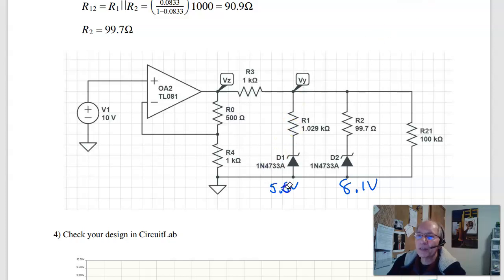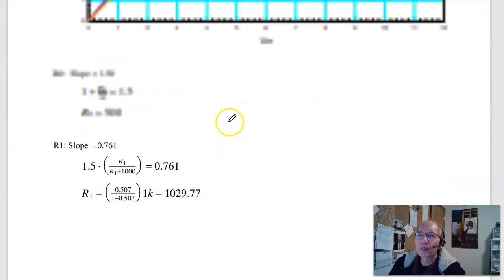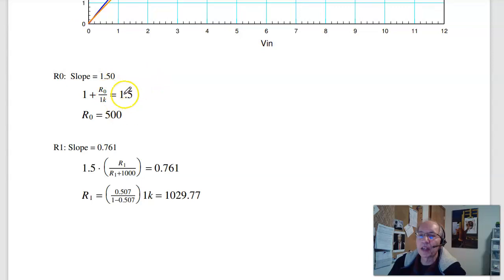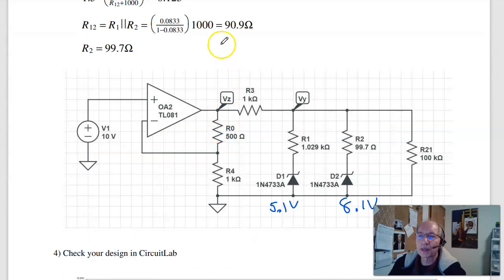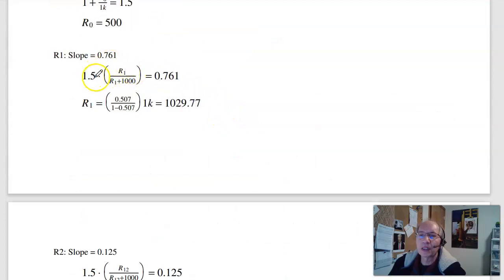What the first slope tells me is what R0 is. The initial slope here is 1.5. That tells me that R0 is 500 ohms. That's this guy right here. So the slope starts out at 1.5. The slope then drops off. That tells you R1. I've got a voltage divider times 1.5. So the voltage divider times 1.5 is the second slope, 0.761. Solving for R1 is 1,029 ohms.